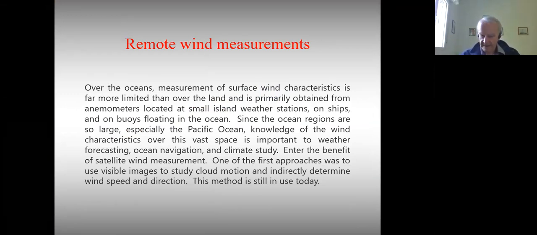Another, as I mentioned to you, important parameter which is not directly associated with oceanography but has an important oceanographic aspect is the wind measurements. Wind measurements before have been done only at single points, meaning a very poor spatial resolution.